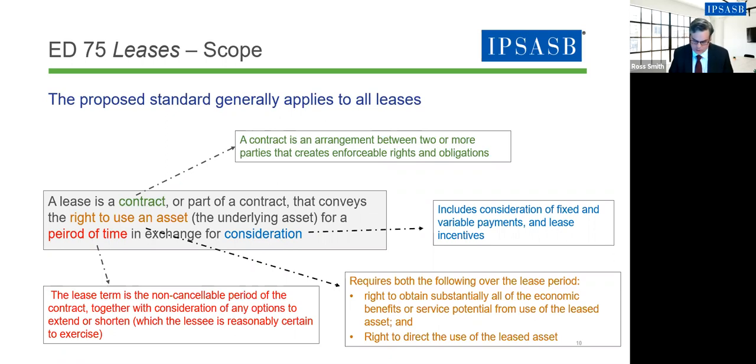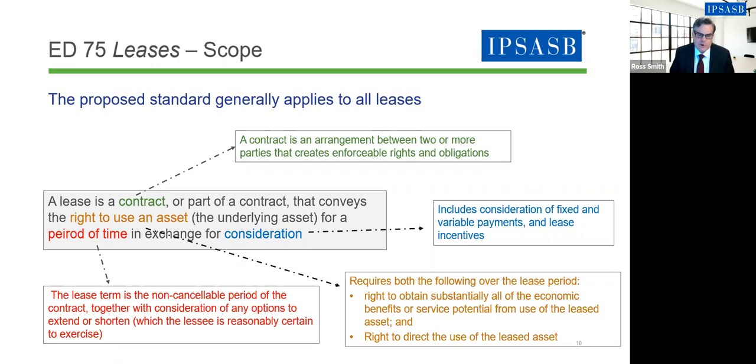But it is important to note that the notion of a lease here is built off of IFRS 15 and the definition of a contract. So it is really a very specific definition that drives the scope of the standard. So a lease is a contract or a part of a contract that conveys the right to use an asset, the underlying asset, for a period of time in exchange for consideration.